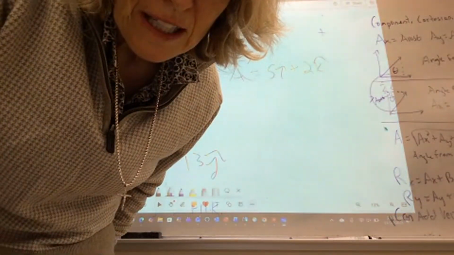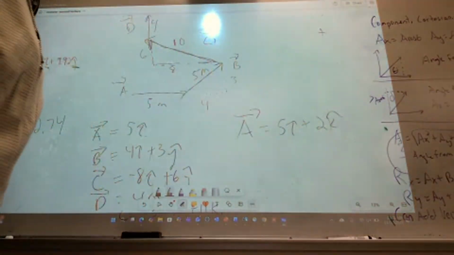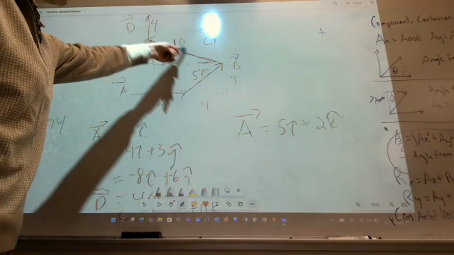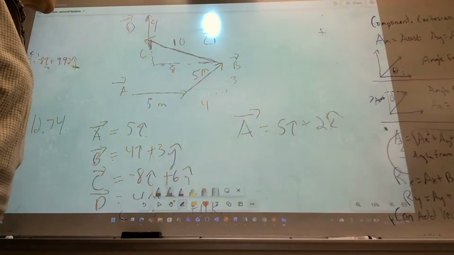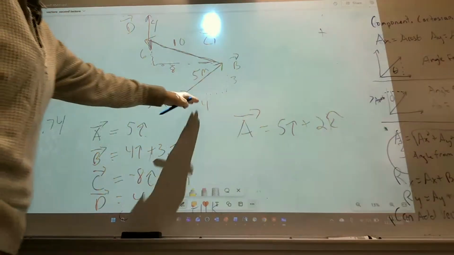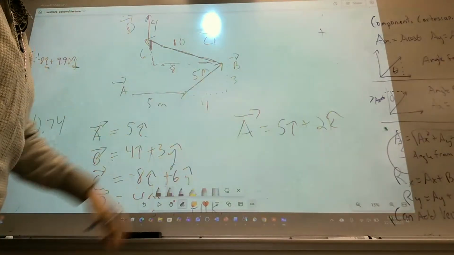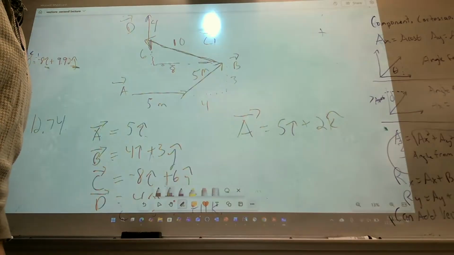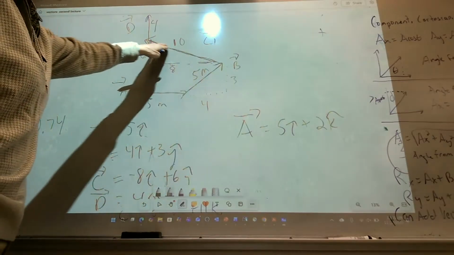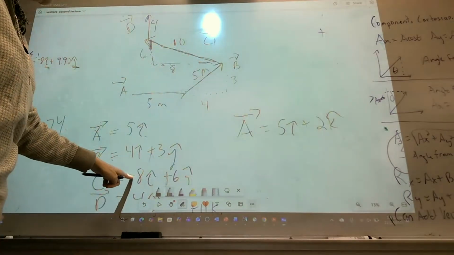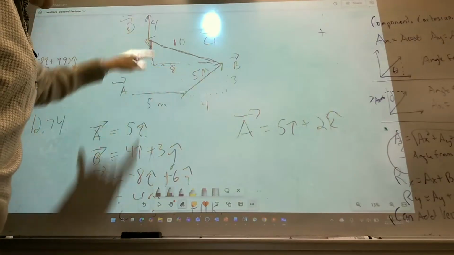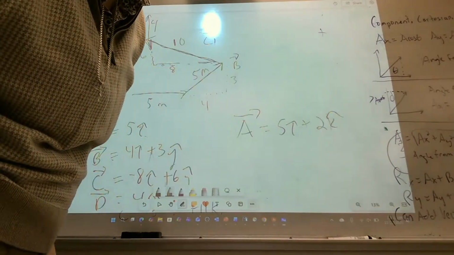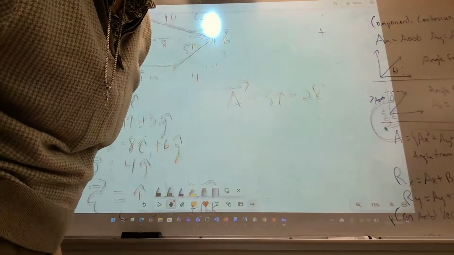So if I have something like this, and I want to put this set of vectors in unit vector form, this is 5i. This is 4 by 3, that's 4i plus 3j. If this is an 8 by 6 right here, that's minus 8i plus 6j. This is negative 8 plus 6. And the last one going straight up would be 4j.